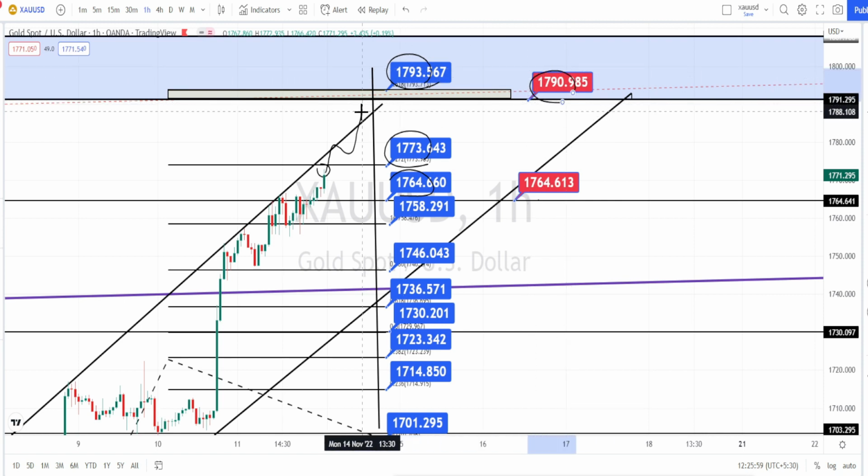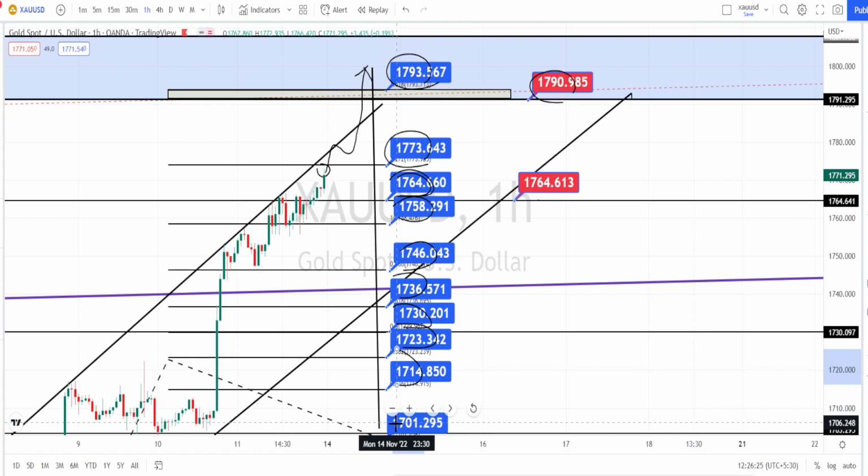And only when the price action breaks this resistance level, we can expect the bullish trend to continue in hourly time frame. And if the price action breaks the support level of 1764, the next levels of support are going to be around 1758, 1746, 1736, 1730, 1723, 1714 and 1700.